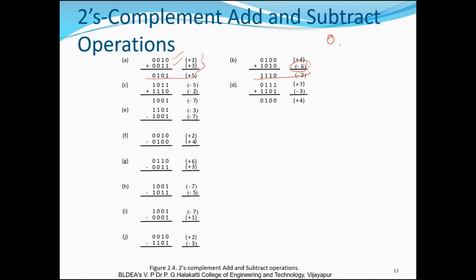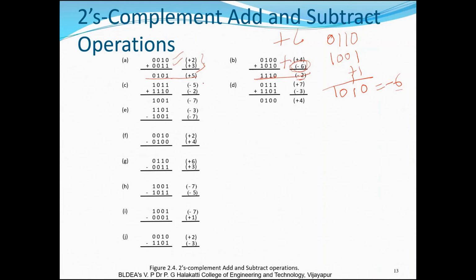So the value of positive 6 is 0110. The 2's complement of this number I will get is 1010. So this becomes minus 6. So I am performing plus 4, adding it with minus 6. It is addition, so I am just taking the 2's complement form of minus 6 and adding it. The simple answer I will get is minus 2.